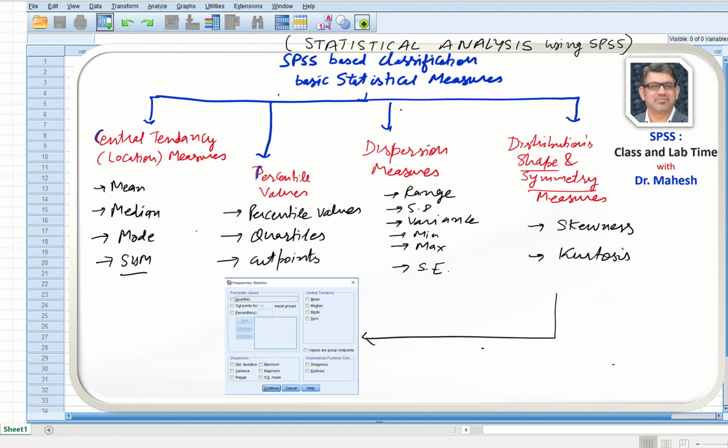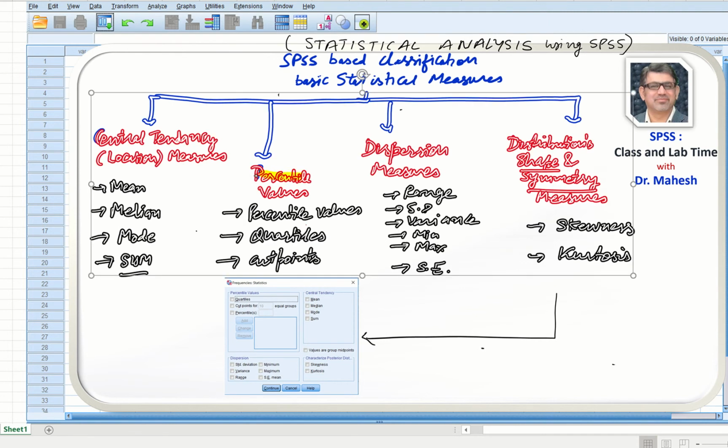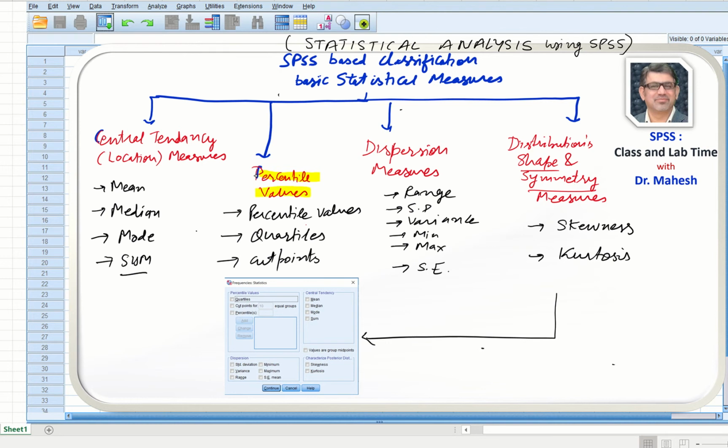In this learning, we will talk about percentile values. Percentile values is where SPSS computes all the percentiles, and it also computes quartiles and something known as cut points. So we will start our discussion with quartiles.